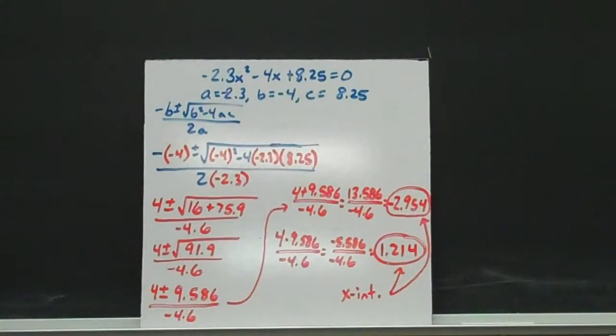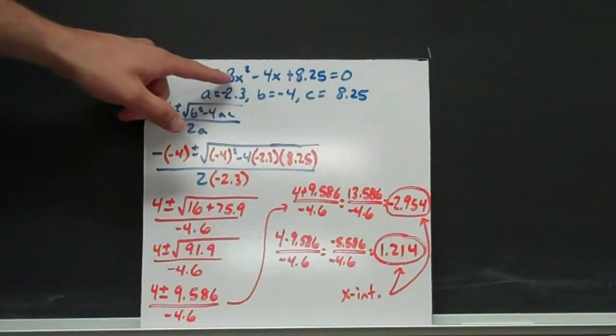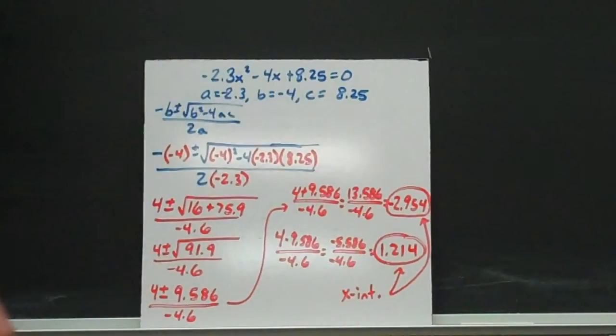All of the answers that you get when you solve for x, when you're factoring or when you're using the quadratic formula, those are the x-intercepts when you graph the parabola. So again, quadratic formula used for solving for the x-intercepts of a parabola. A, B, and C correspond with the x squared, the x, and the constant term, and you plug them into your formula, negative b plus or minus square root b squared minus 4ac, all divided by 2a.